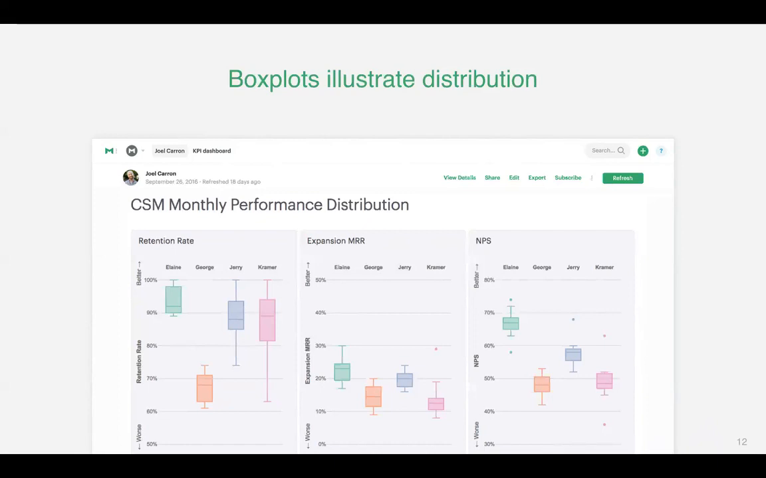So if you're familiar with box plots, this might be familiar to you. But we can actually learn a little bit more about where each CSM stands when we're looking at it this way. So if we look at, for instance, the chart on the far left for retention rate, we can see, first of all, that Elaine seems to be doing the best, and that George seems to be doing the worst. But we can also learn that Kramer, who is on the far right, is the most volatile because his box plot is spread over the widest area. Whereas George is pretty consistent, but just consistently bad in this area. And so we can kind of get a sense of how that type of dynamic will play out. Again, this is sort of a traditional approach to looking at this type of data, but definitely very useful.